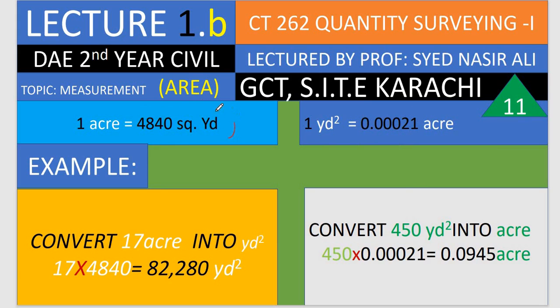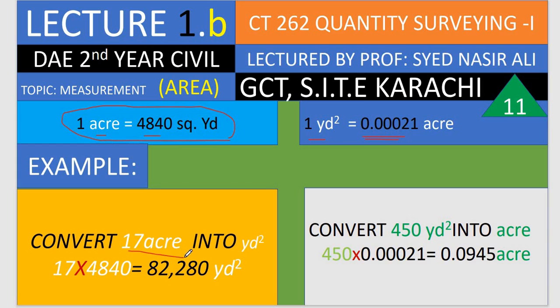This is a very important factor. 1 acre is equal to 4840 square yards. The acre unit is used for big land measurements, and 1 acre is equal to 4840 square yards. 1 square yard is equal to 0.0021 acre. And how do you get it? Just 1 divided by 4840, we get this 0.0021 acre.